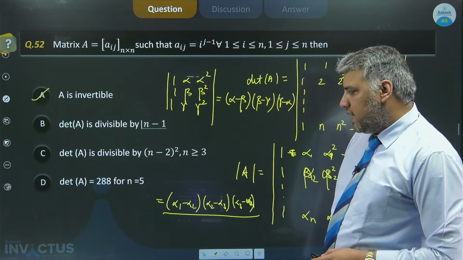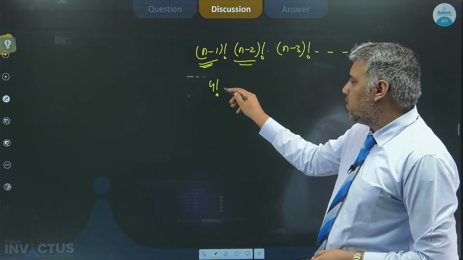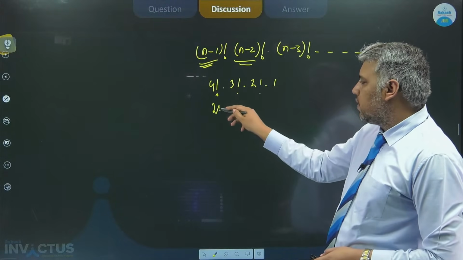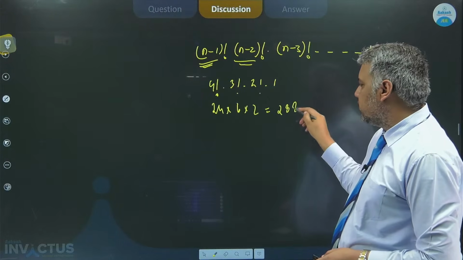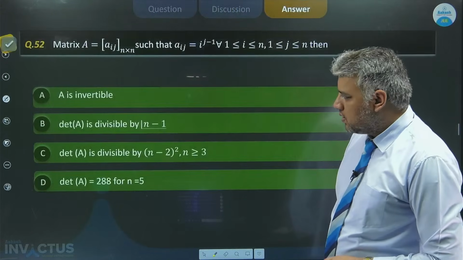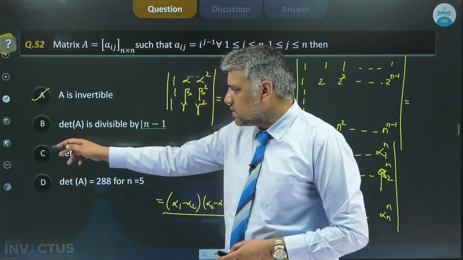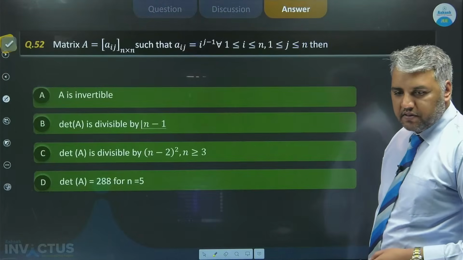Determinant of A when n is equal to 5. Now put n equal to 5 here. It will be 4 factorial, 3 factorial, 2 factorial, 1 factorial. So this is 24 into 6 into 2. Obviously this is 288. So again, all the options were correct: A, B, C, D. The final answer is A, B, C, D.